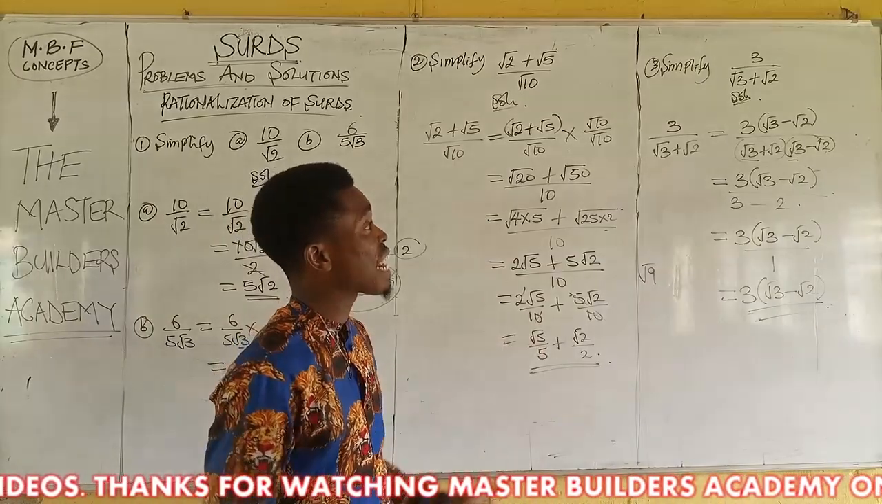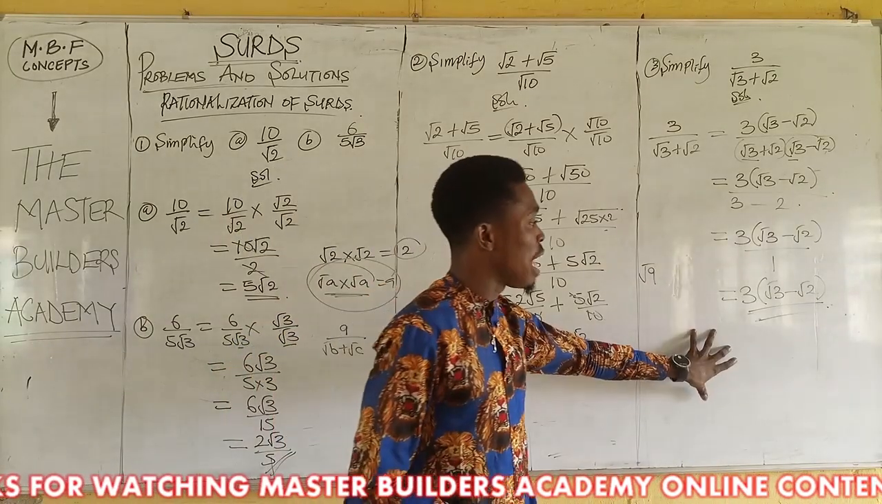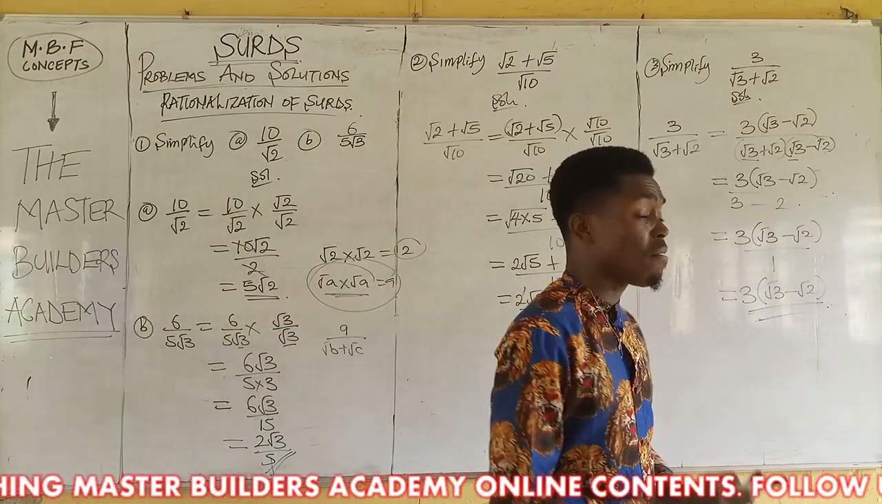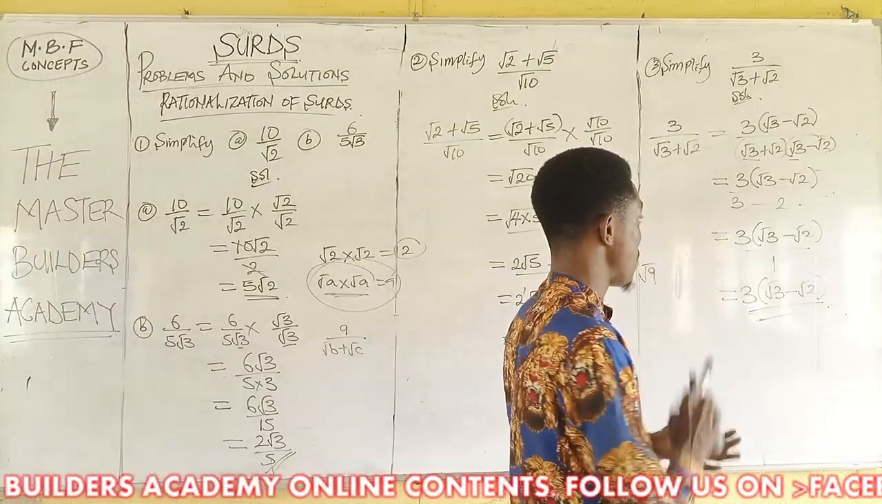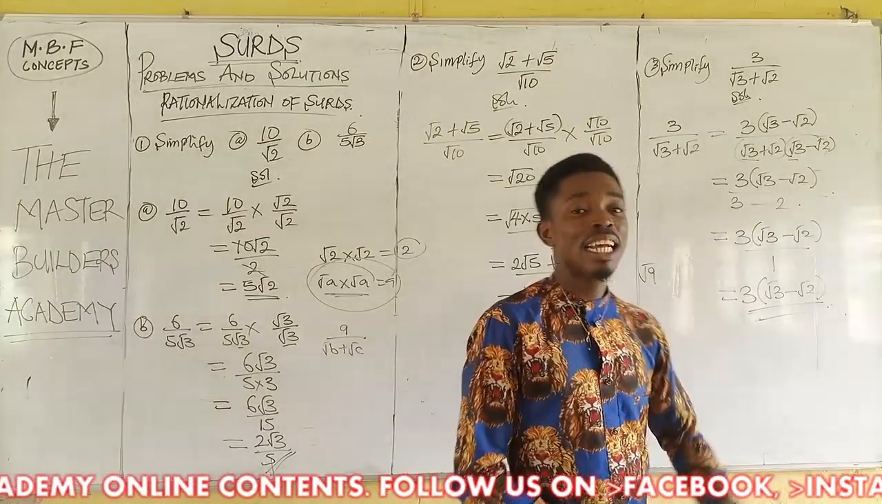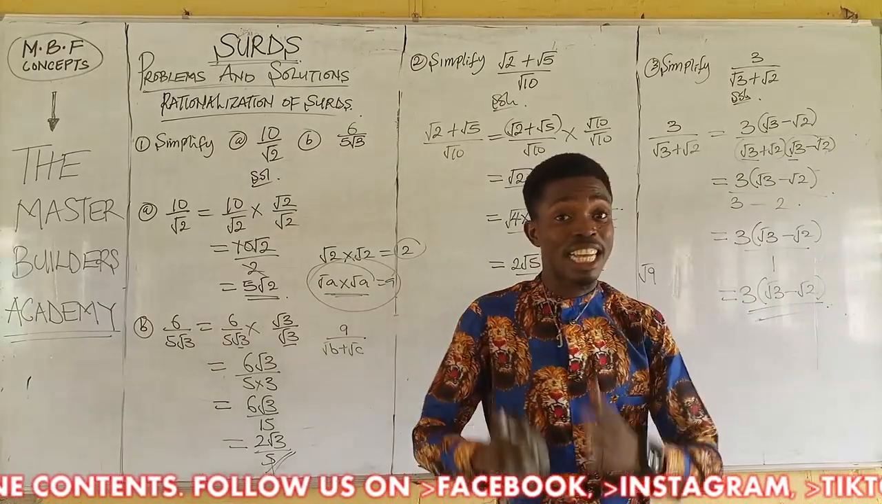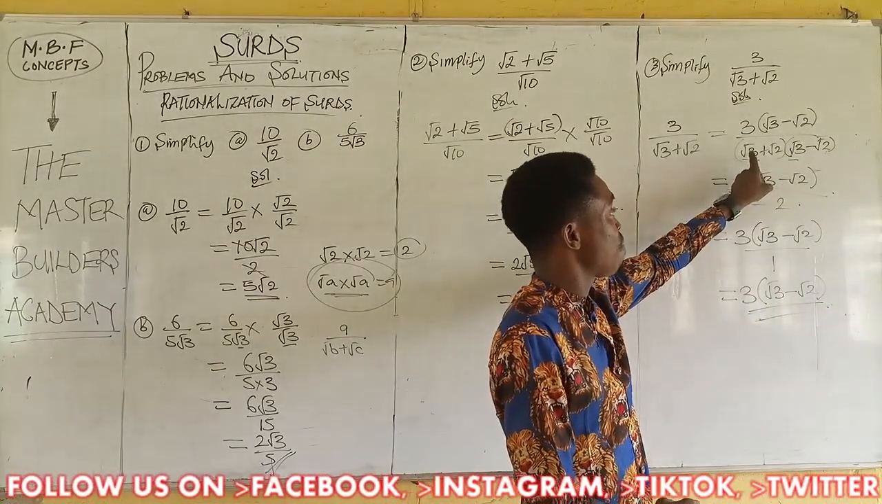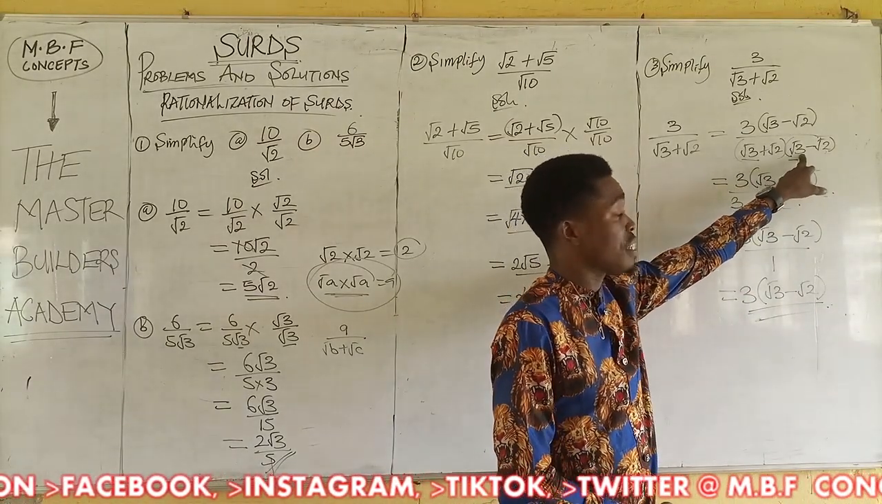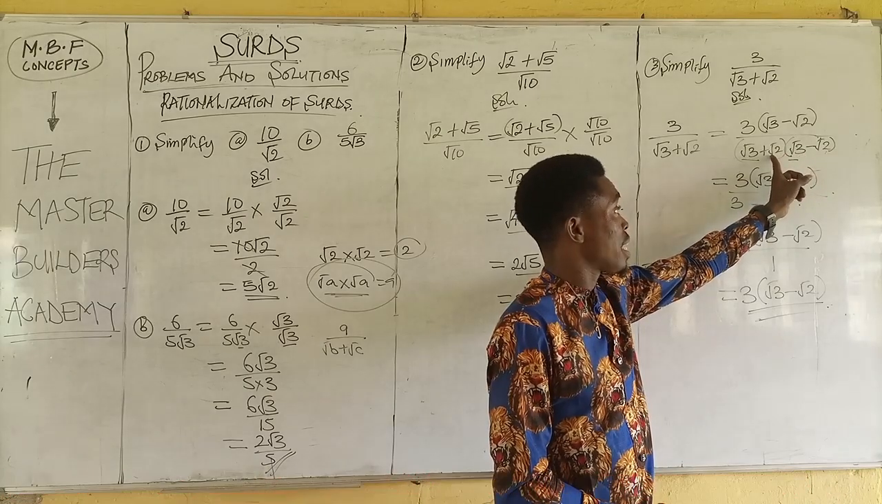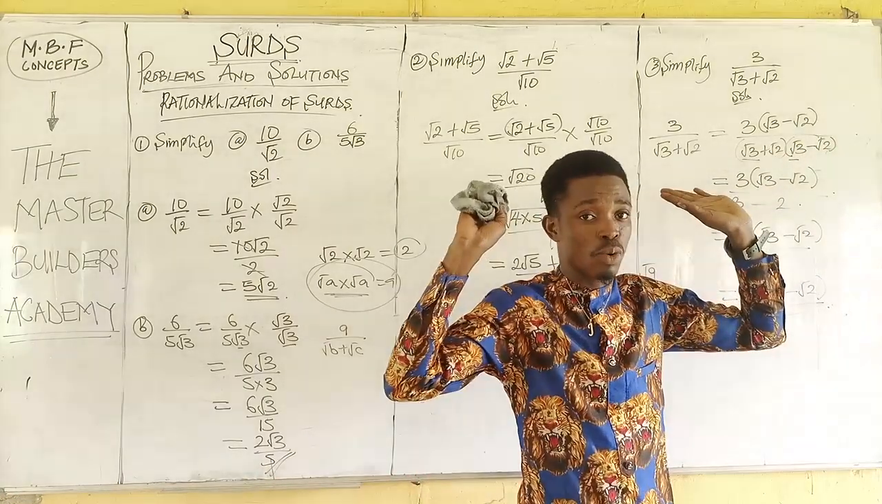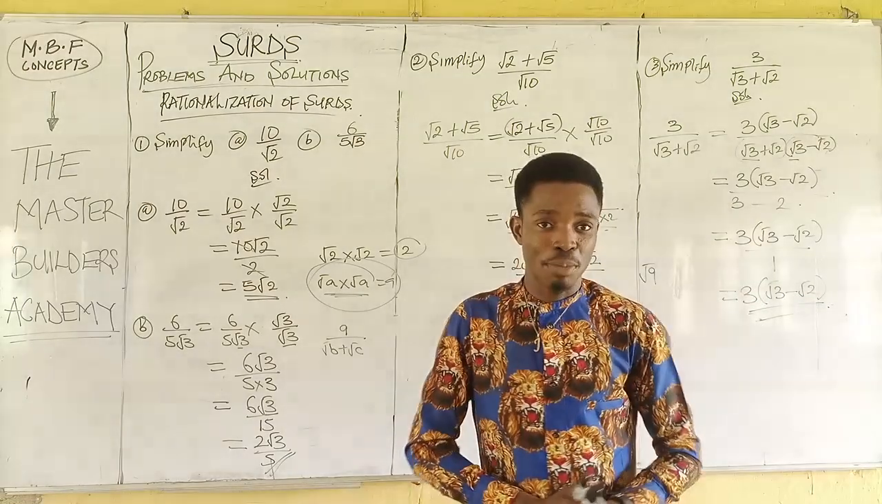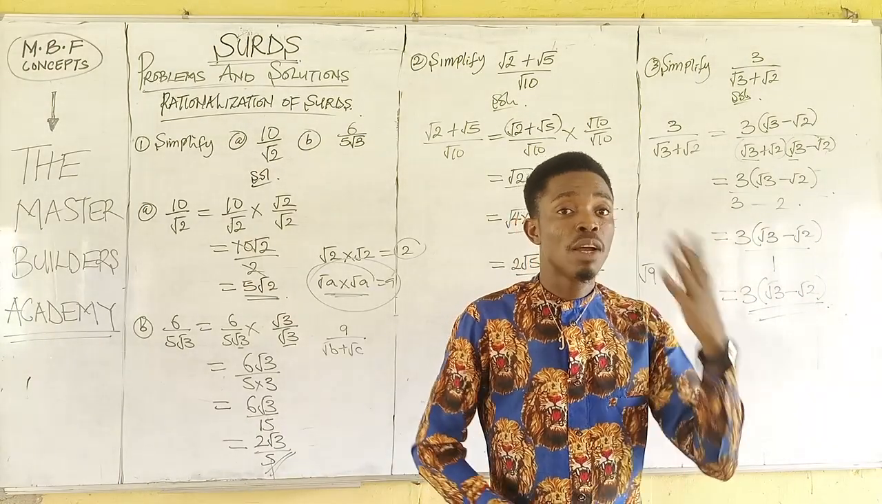So it is very, very easy to solve problems on rationalization. It's as simple as this. Like I said, there are multiple ways to expand this, but the easiest way is to multiply the first in this bracket by the first in the other bracket, then the last in this bracket by the last in the other bracket. That's what you do, and that's how you get your denominator. Hope this video was helpful.